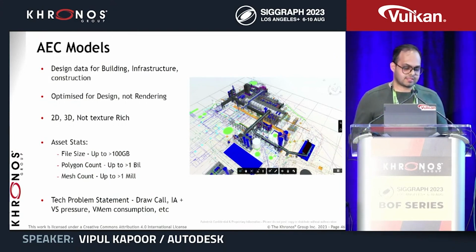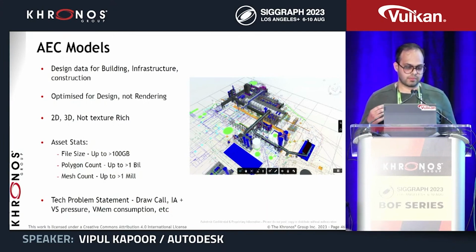Some perspective on the asset statistics: the sizes of these files can go somewhere between a couple of gigabytes to hundreds of gigabytes, depending upon the industry they come from. The polygon count can go up to 1 billion. The mesh count can go up to a couple of millions. What this directly translates to, from a technical standpoint, is a significantly high draw call count, immense input assembly and vertex shader pressure, and definitely VRAM consumption. And this is what translates to be our technical problem statement.